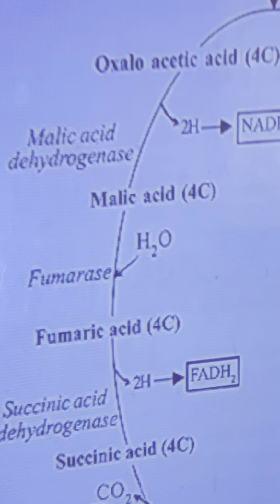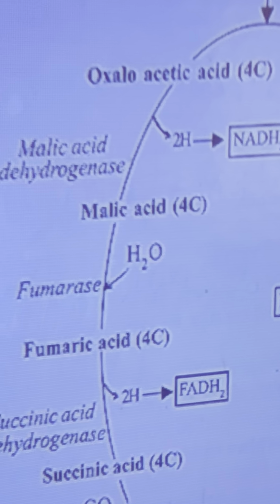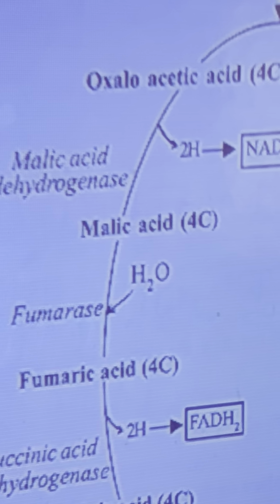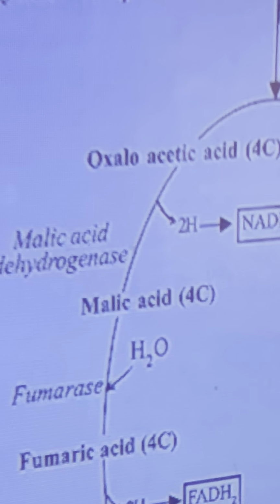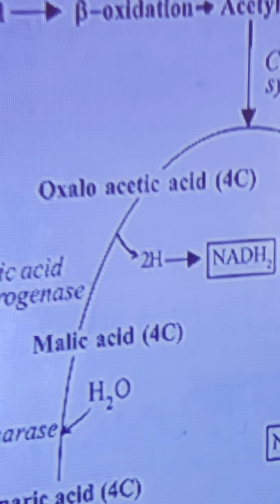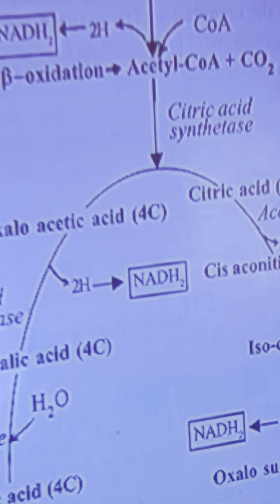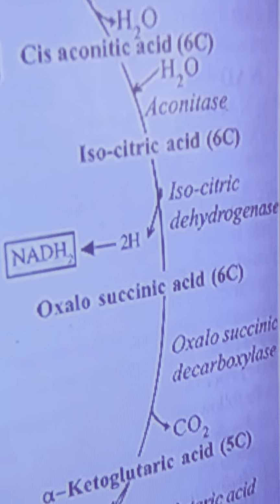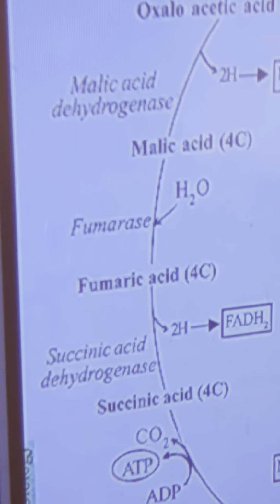Then finally, 4 carbons malic acid is converted into oxaloacetic acid, 4 carbons. The enzyme is malic acid dehydrogenase. Here also NADH2 is liberated. Then vice versa, again this 4 carbon containing OAA, oxaloacetic acid, again combines with acetyl CoA and forms citric acid, the first compound, and the cycle will be repeated. So continuously the cycle will be repeated.